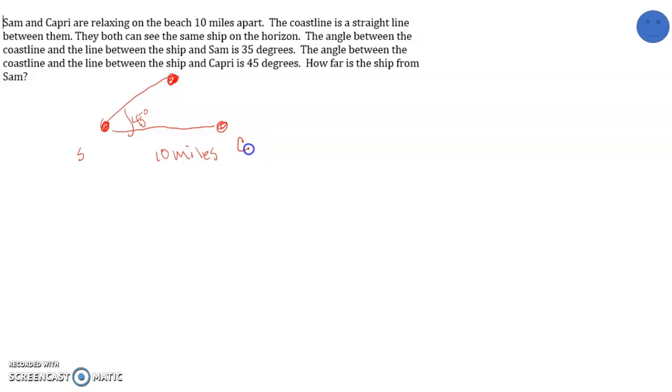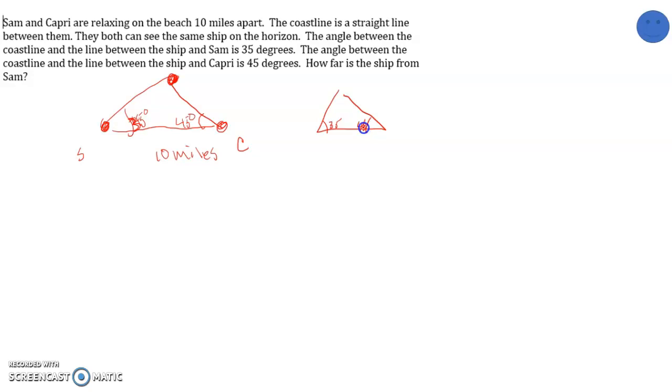And then this one is Capri. And this guy, oh, wait a minute. This one's 35. Sam is 35 and Capri is 45. It looks pitiful, but it's good stuff. All right, so now I've got me a triangle that is 35 here and 45 here.